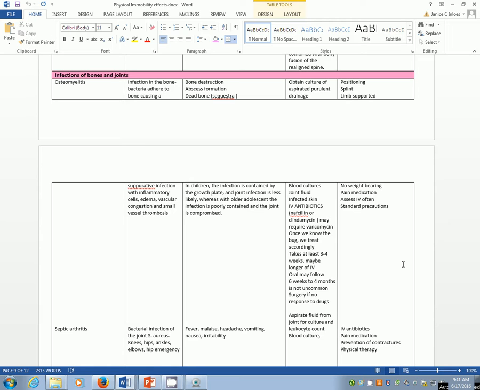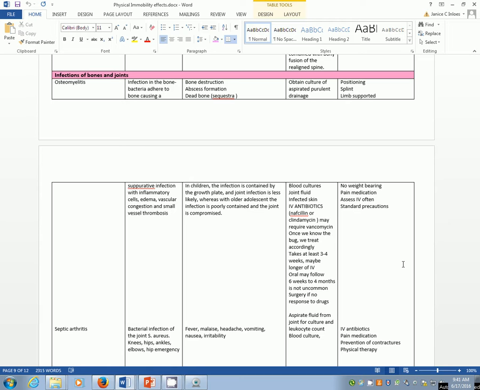Surgery is done if we don't have any response to drugs, to go in and remove the infected bone, and of course remove the dead bone. They don't like to do surgery if they don't have to. They prefer to do the antibiotics. The way we're going to take care of them is we're going to make sure they're positioned well.